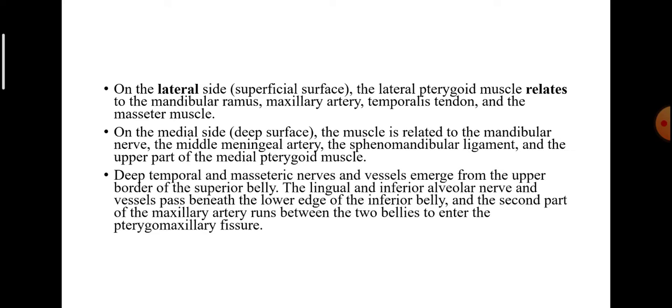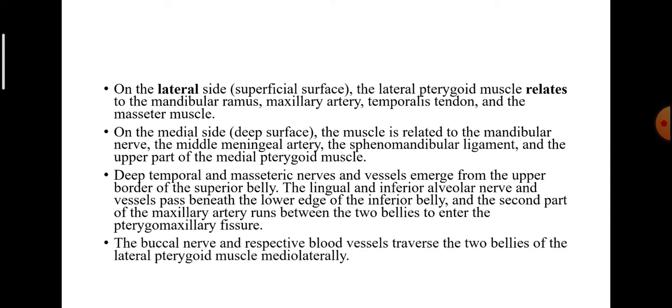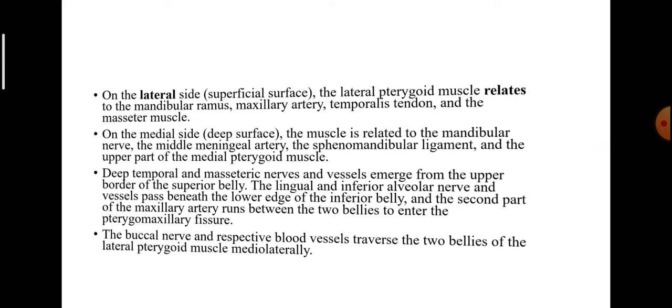Deep temporal and masseteric nerves and vessels emerge from the upper border of the superior belly. The lingual and inferior alveolar nerve and vessels pass beneath the lower edge of the inferior belly, and the second part of the maxillary artery runs between the two bellies to enter the pterygomaxillary fissure. The buccal nerve and respective blood vessels traverse the two bellies of the lateral pterygoid muscle mediolaterally.